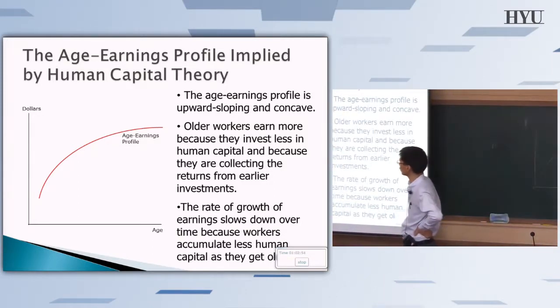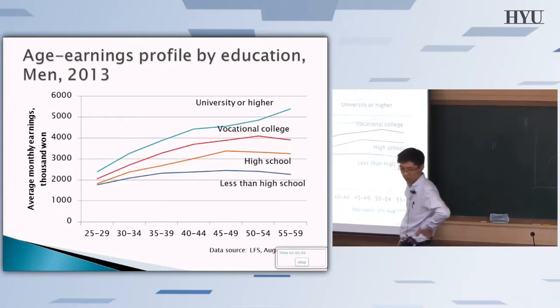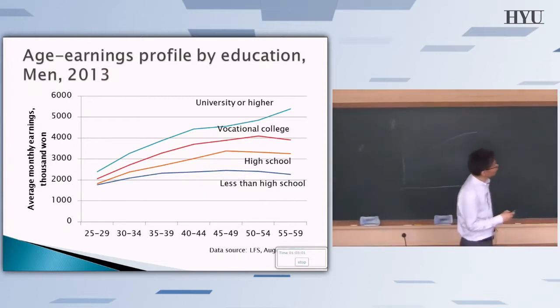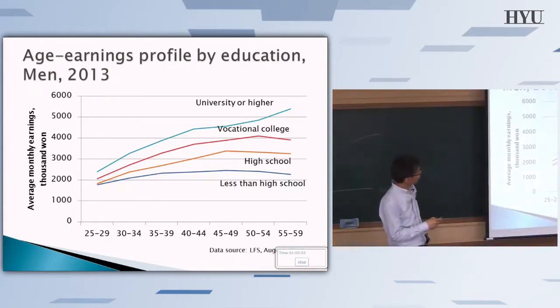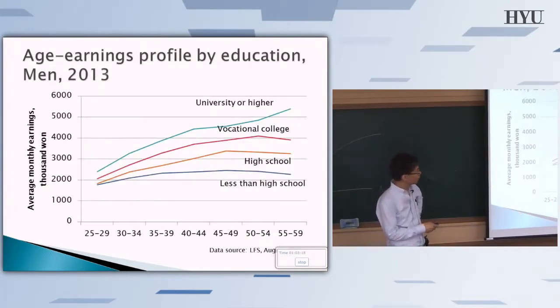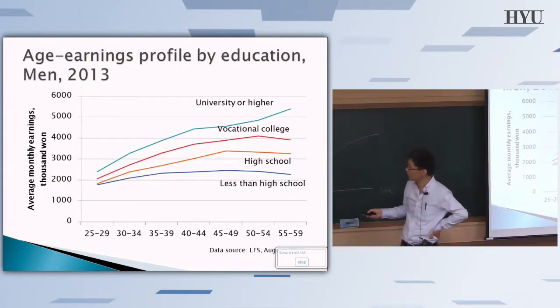What is the actual shape? The actual shape is pretty similar. This shows the age earnings profile up to 2013 for men. The highest is university or higher, then vocational college, high school, and less than high school. What you see here is that this shape itself is very similar to the theoretical shape. Usually the slope is steeper when young, and it generally slows down as they get old. The shapes are similar.